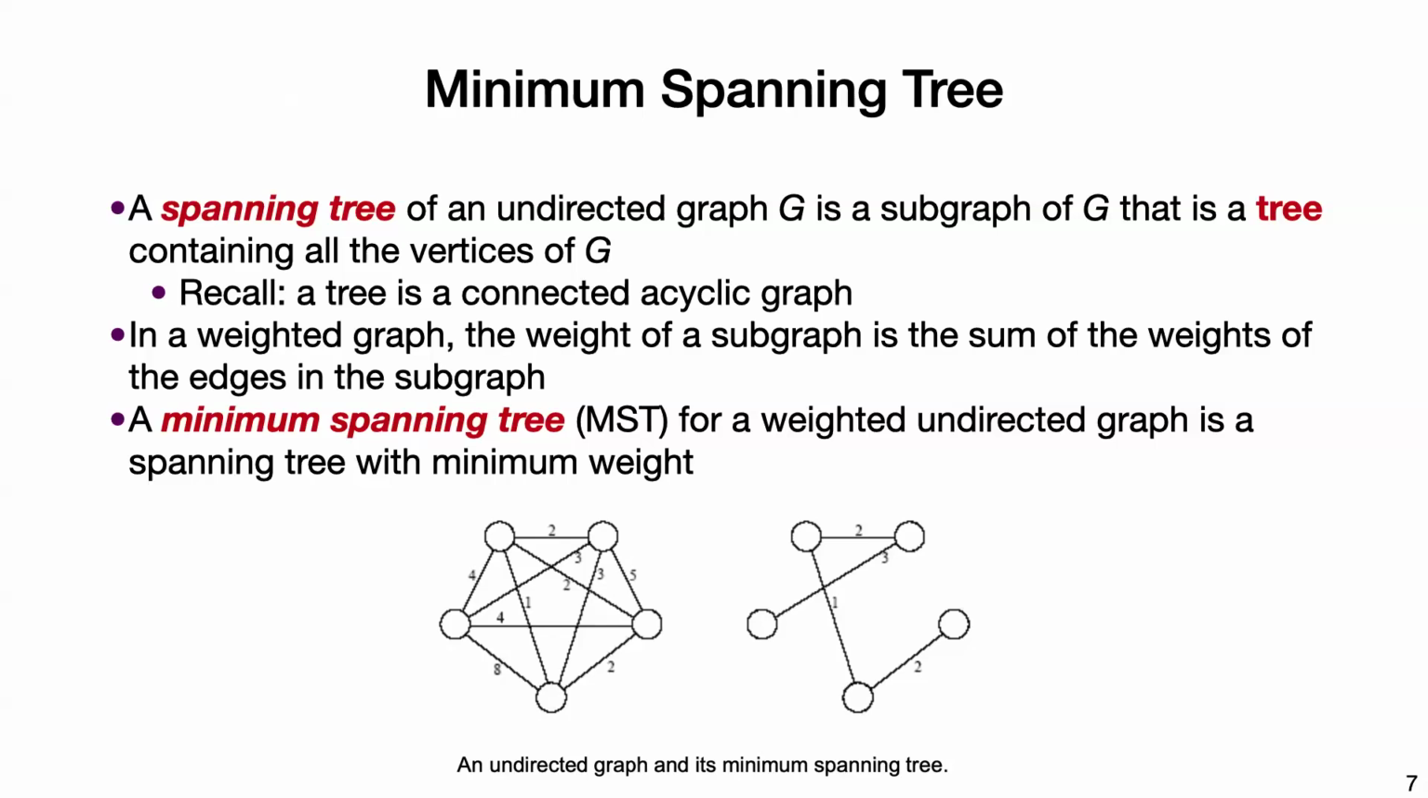In a weighted graph, the weight of the subgraph is equal to the sum of the weights on all the edges in that subgraph. A minimum spanning tree for a weighted undirected graph is the spanning tree with minimum weight. The spanning tree has to contain all the vertices, and the edges contain the weights, so we're trying to generate a spanning tree with minimum weight on the edges.